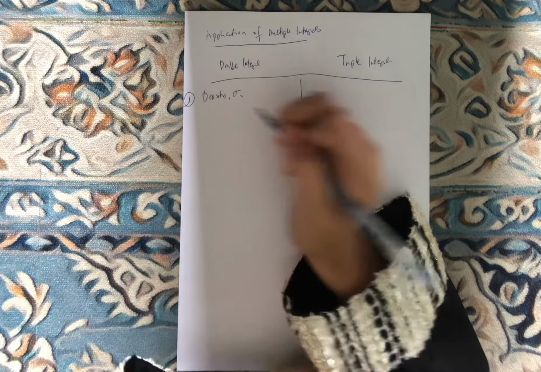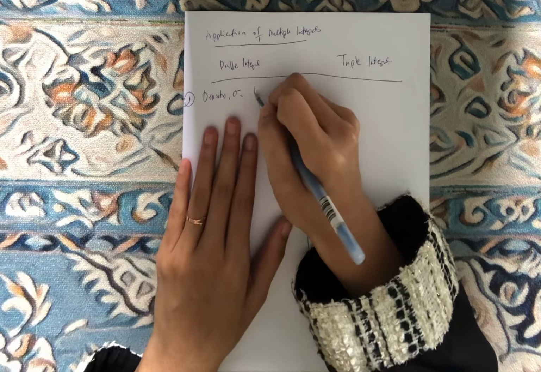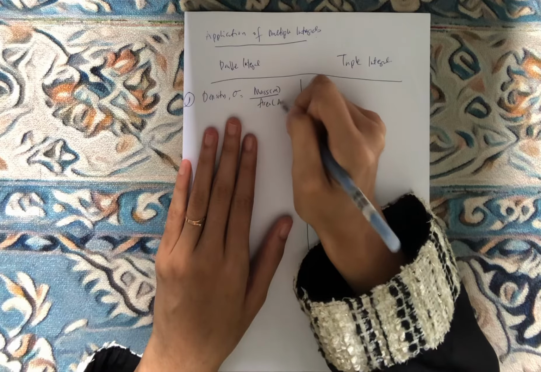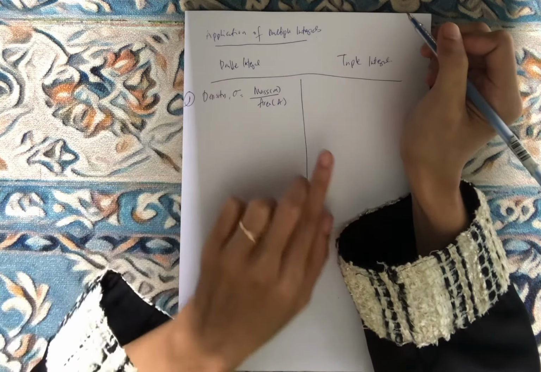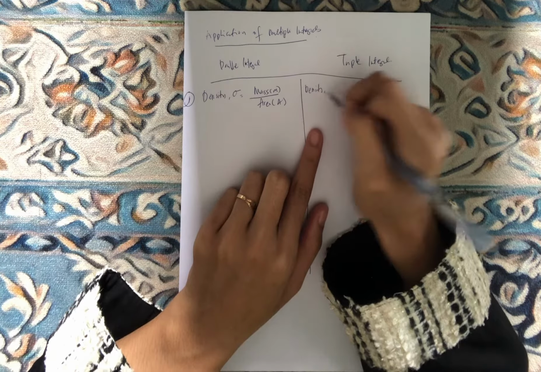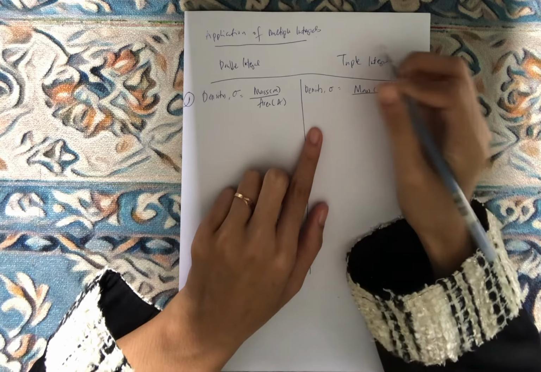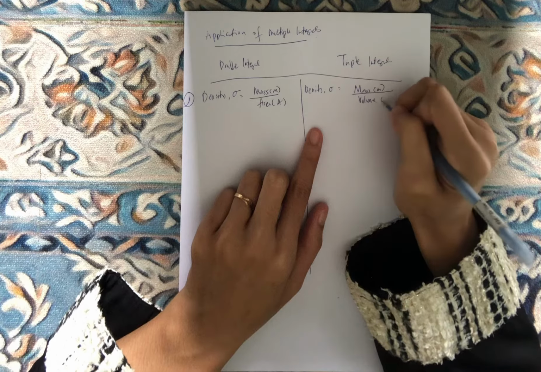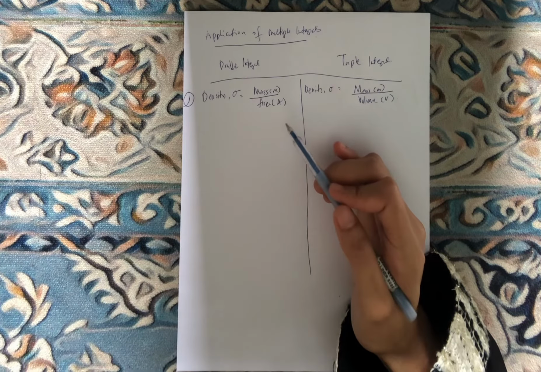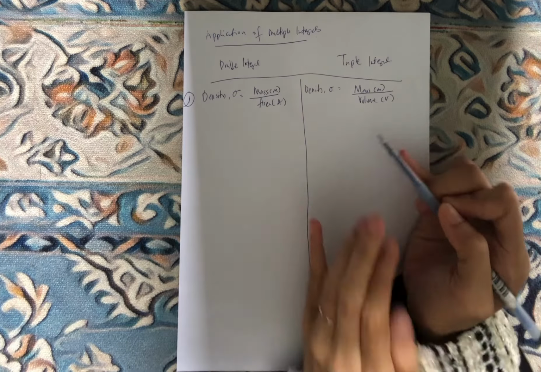So this is the symbol for density that we will use, and the formula for density is equal to mass over area. This is for double. Now I go to the triple. Same thing, it's still density, but the formula will be different. It's still mass, but now it's over volume. The difference here is that for double integral we use it to get area, and for triple integral to get volume.